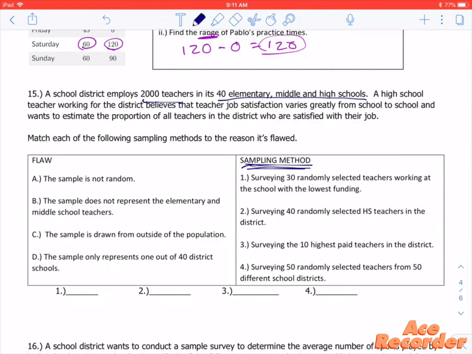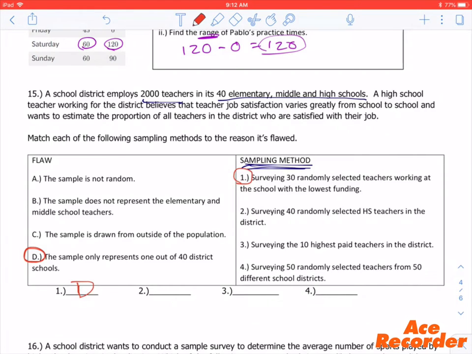So number one, let's look at number one here. Surveying 30 randomly selected teachers working at the school with the lowest funding. So far so good until the end, because it says working at the school with the lowest funding. We want to survey all the schools in the whole district, not just the school with the lowest funding. So let's see, it says sample is not random, D. So the sample only represents one of the 40 schools, so that doesn't work.